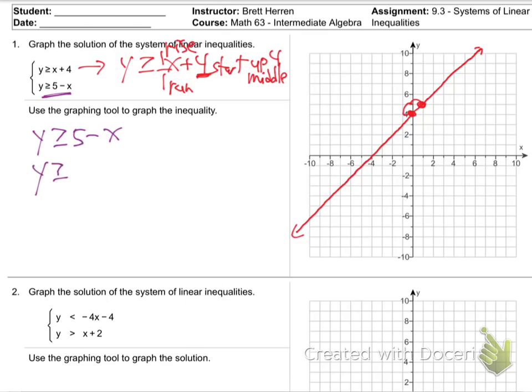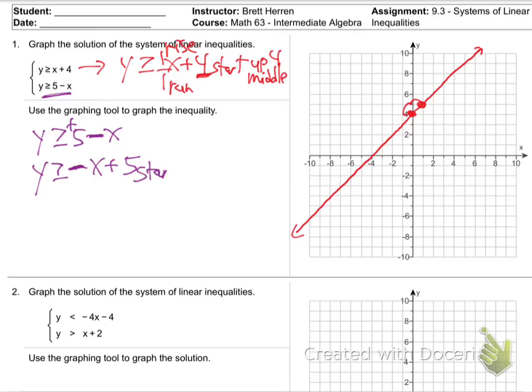Let's reorder those. Minus x plus 5. That's the same thing, right? The order doesn't matter as long as the signs in the front are the same. So negatives in front of x, negatives in front of x, positive, nothing's in front of 5, so it's positive.